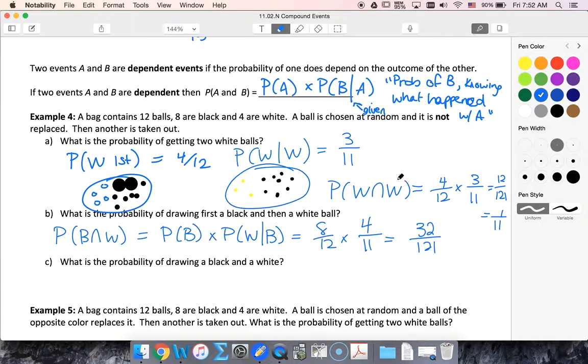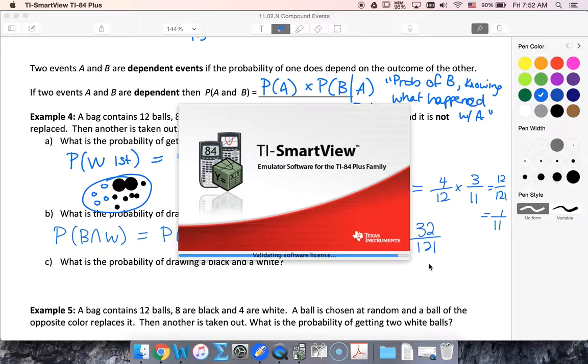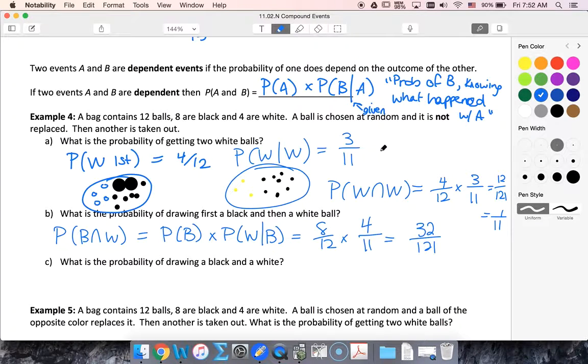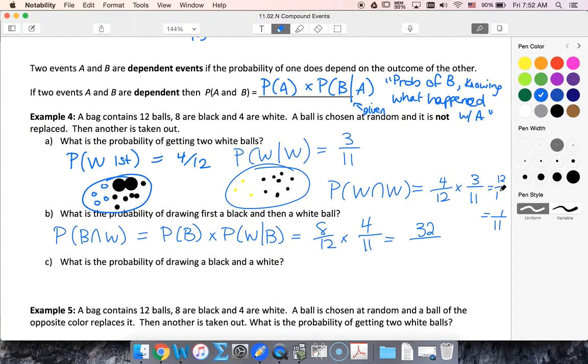Oh no, 12 times 11 is not 121. 11 times 11 is 121. 12 times 11 is 132. So let me fix this. All right, 132. That would still reduce to 1/11 though, and that's going to be 132. All right, drawing black and white versus first black, then white.